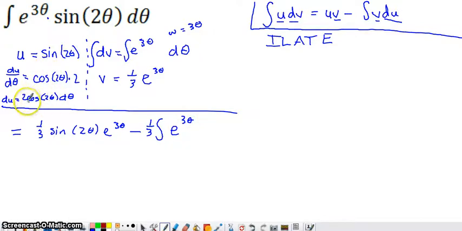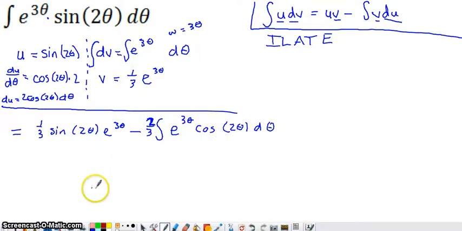Now if you notice, du has another constant attached to it. It's a 2. I'm going to factor that constant out as well, and I'm just going to put it in this numerator. So I have minus 2/3 the integral of e to the 3 theta, and then the rest of du is going to be cosine of 2 theta d theta. Now what you notice happening here is that you have another integral here that you can't quite handle.